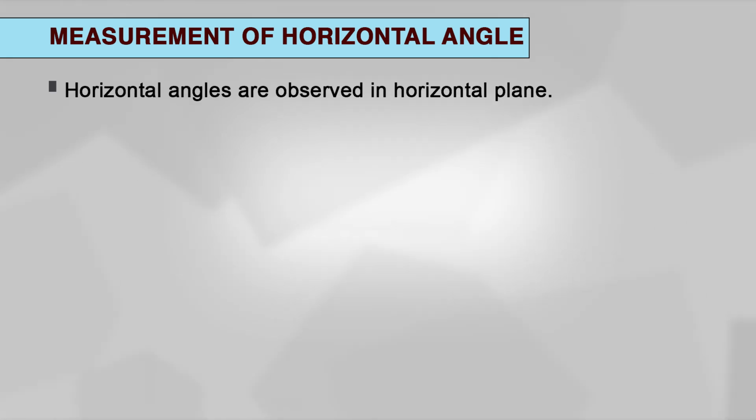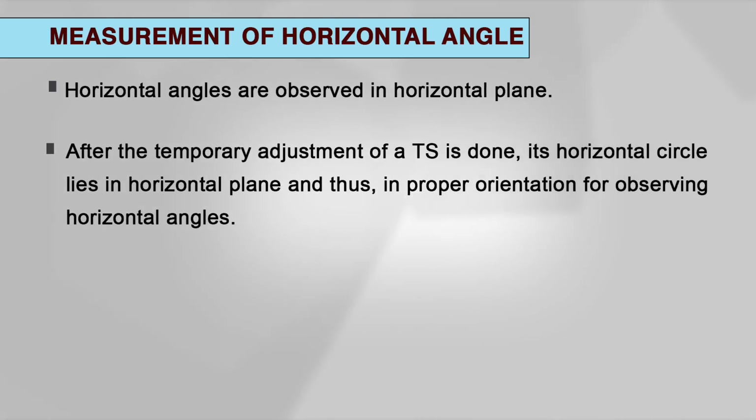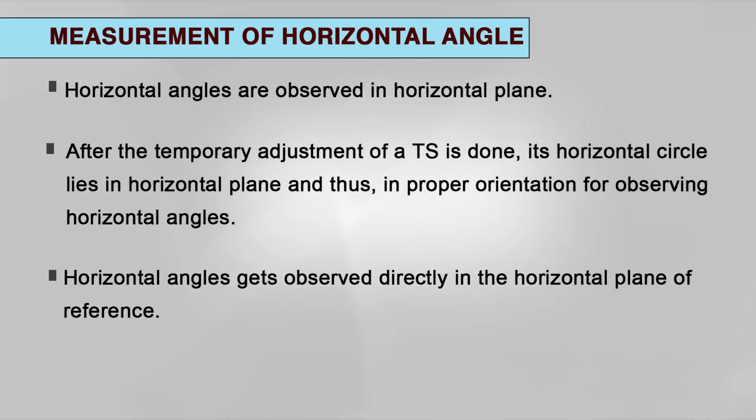Let us come to our next topic, that is measurement of horizontal angle. In the previous lecture, we also discussed that with the help of a total station, we can measure the horizontal angle. In this lecture, we will see how we measure the horizontal angle. Horizontal angles are observed in the horizontal plane. After the temporary adjustment of the total station is done, its horizontal circle lies in the horizontal plane and thus in proper orientation for observing horizontal angle. Horizontal angle gets observed directly in the horizontal plane of reference.